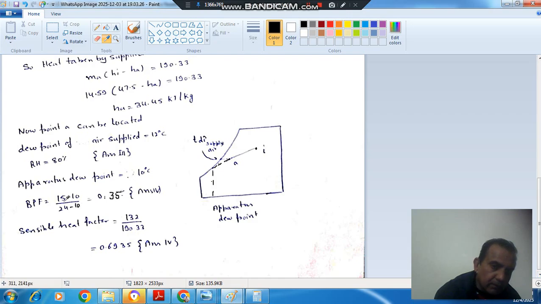Now we have the apparatus dew point temperature, so we can determine the bypass factor also. This temperature is 15 and this is 10. So this is the air that is bypassing: 15 minus 10 divided by 24 minus 10. This is 24, this is 10. 24 minus 10, so that will be 0.35. And sensible heat factor is the sensible heat to be removed divided by total heat to be removed. This is 0.693.